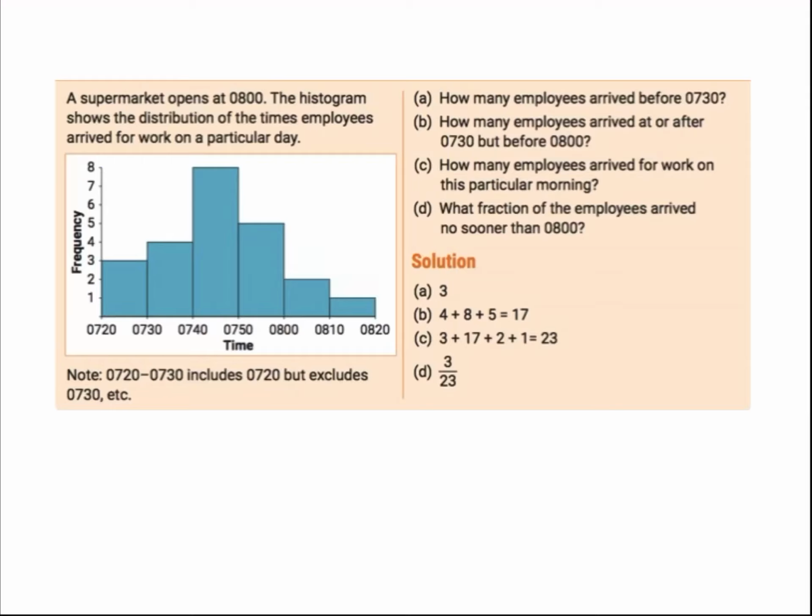So let's take a look at a couple more questions on this. Part A says, how many employees arrived before 7:30? So there I go to my 7:30, and I know that there's only one bar before 7:30, so that means there are 3 people there before 7:30.